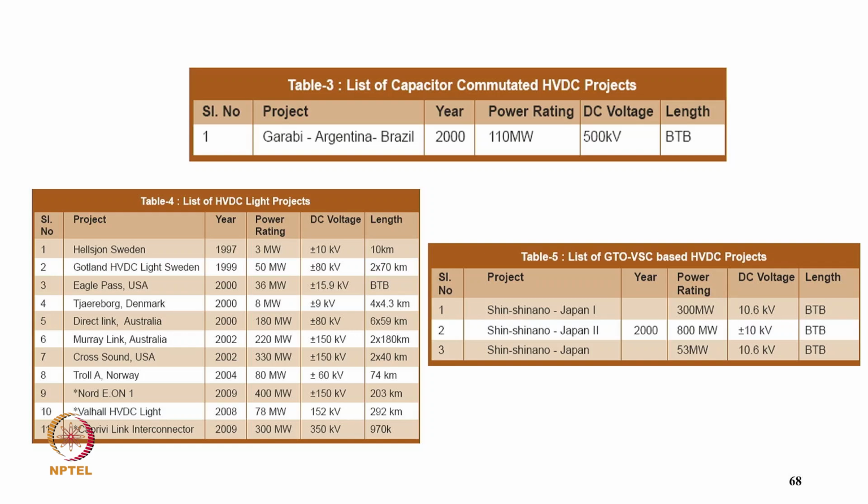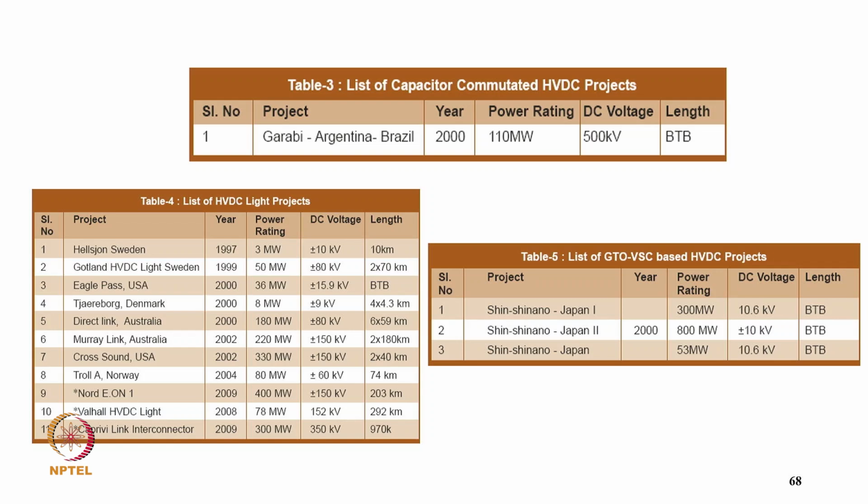in 2000 of 110 megawatt, 500 volt and back to back with the capacitor commutated, and the fourth table is actually the projects of HVDC Light in the world, starting from 3 megawatt to 300 megawatt with the different voltage varying from 10 kilovolt to 350 kilovolt and length even up to 970 kilometers. And then the list of GTO-based HVDC projects in Japan in year 2000 of up to 800 megawatt and voltage of plus minus 10 kilovolt in back-to-back.